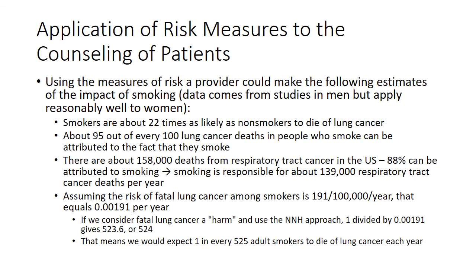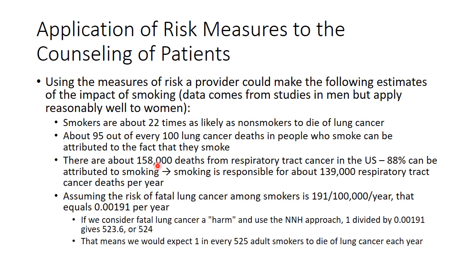We can see here that smokers are about 22 times as likely as non-smokers to die of lung cancer. That can be a pretty powerful kind of motivator when you imagine talking to your patients. You're 22 times as likely to die of lung cancer because you smoke, right? About 95 out of every 100 lung cancer deaths in people who smoke can be attributed to the fact alone that they smoke. Okay. Also, good information for patients to have. These are all different ways to say very similar things, essentially.